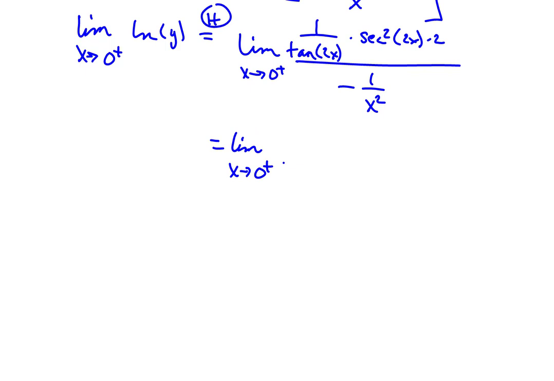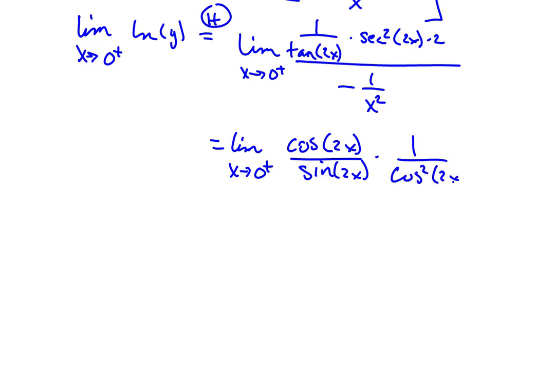And then let's convert these trig expressions to some more basic ones. 1 over tangent is really cotangent, which means we really have cosine of 2x over the sine of 2x for this 1 over tangent of 2x there, times, and then secant squared of 2x, that's really 1 over cosine squared of 2x, and then of course that was times 2. Of course this is all still over negative 1 over x squared.